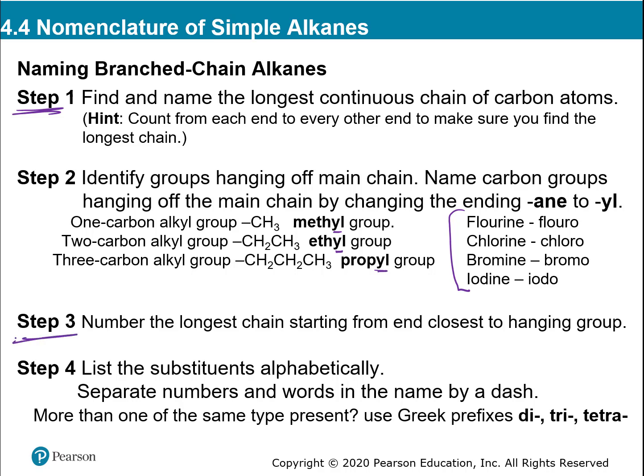Step 3. You're going to number the longest carbon chain from the end closest to the hanging group. So literally, you number the carbons 1, 2, 3, 4, 5, 6. If you had a hexane, you would number the carbons in the chain so that you can identify where the non-hydrogen groups are attached. Then you just list them. So they all get listed in front of the parent chain that you figure out in step 1, and you just list them alphabetically.